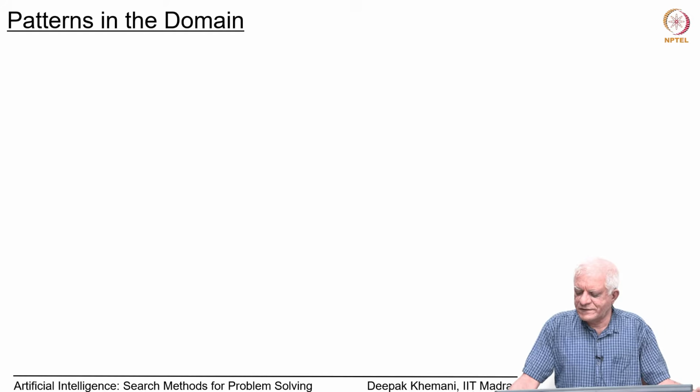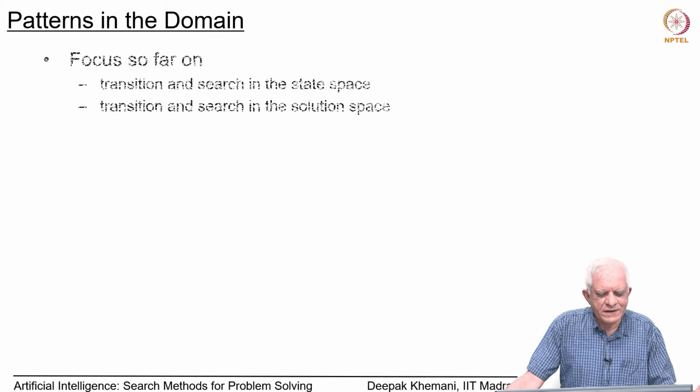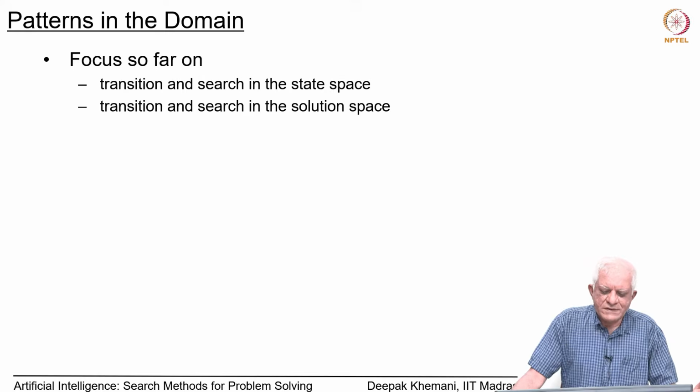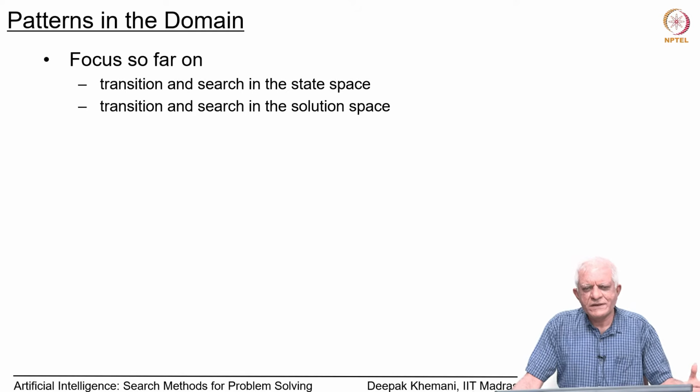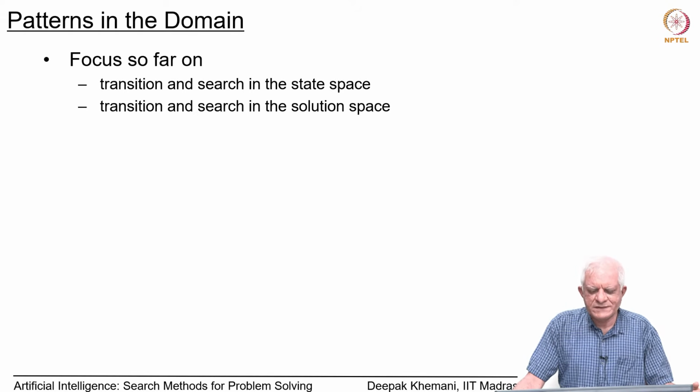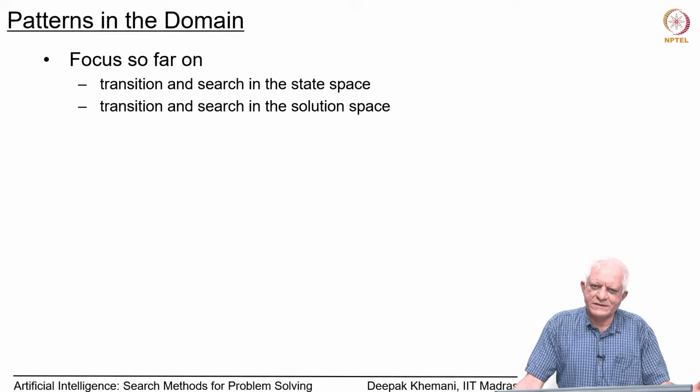Now, we are looking at what some people call pattern directed systems. So, instead of talking about states and solutions or candidate solutions, we talk about patterns in the domain essentially. So, our focus was so far on transition and search in the state space, or transition and search in the solution space. So, we always were interested in moving from some element in the space, whether it was a state or whether it was a candidate solution, to another element in the space, looking for the final state or the final solution that was the destination essentially.